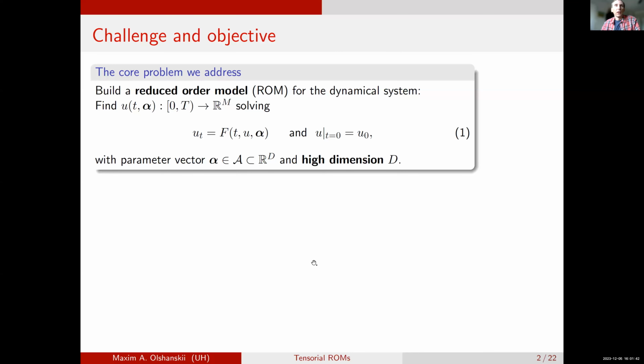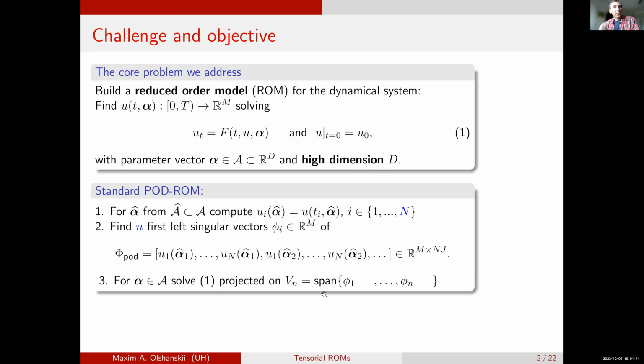All right, if we think about the standard POD-ROM, what we do is we sample parameters from our parameter domain, which is capital alpha, a compact set in R^d. We form a snapshot matrix M by N G, where G is the number of parameters. We solve for n left singular vectors, and we project. This is how we usually go. This is the standard POD.